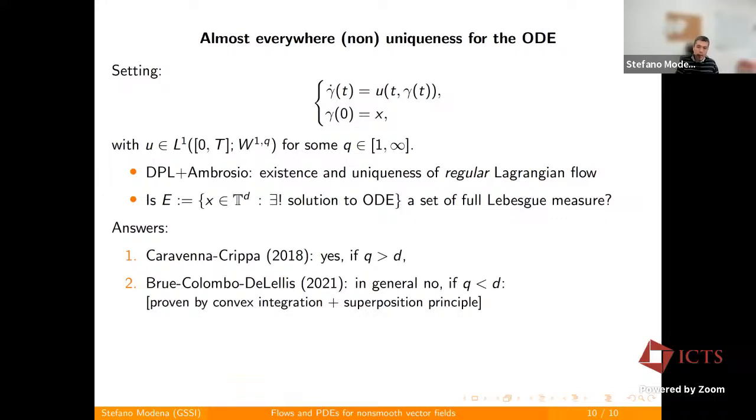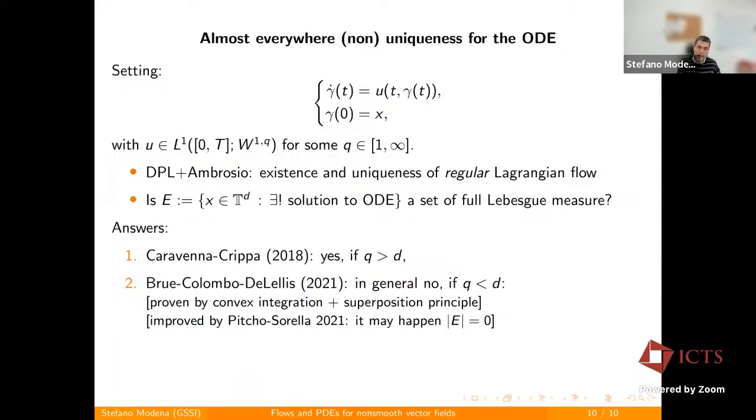And this was improved later by Pitcho and Sorella, I'm not sure about the year actually, where they show that not only might the set E not have full Lebesgue measure, but it can also have Lebesgue measure equal to 0. So it can happen that for almost every point there is non-uniqueness of solutions to the ODE if q is less than d.